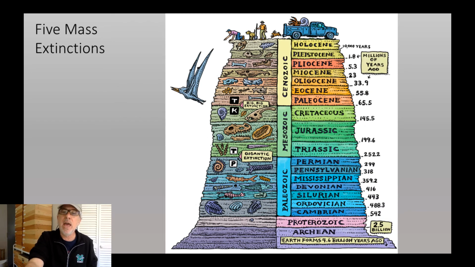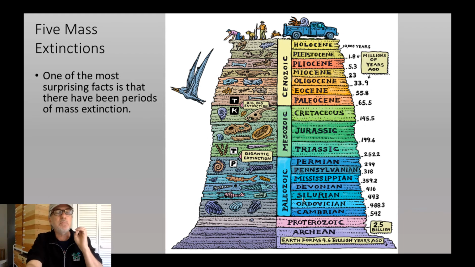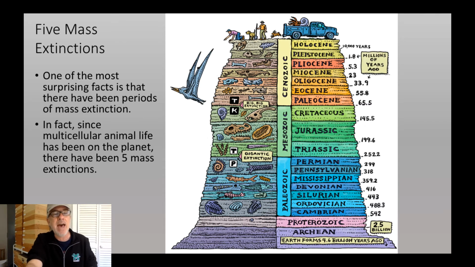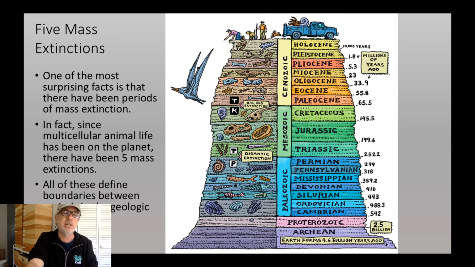Here we have a look at it as a giant junk pile, and you can see the geologic time scale over here, and here are their characteristic fossils. And here we have a time scale over here. One of the most surprising facts that we have learned in the last 40 years is that since the advent of multicellular life, there have been periods of mass extinction. In fact, since multicellular animal life, there have been 5 mass extinctions and multiple other smaller extinction events. All of these define boundaries between periods in the geologic time scale.